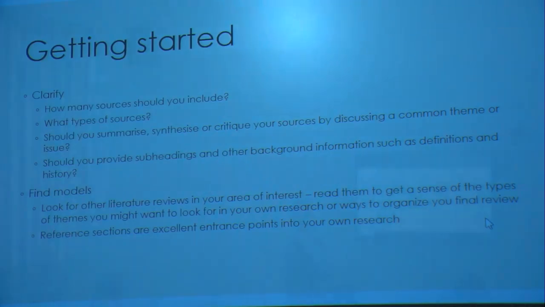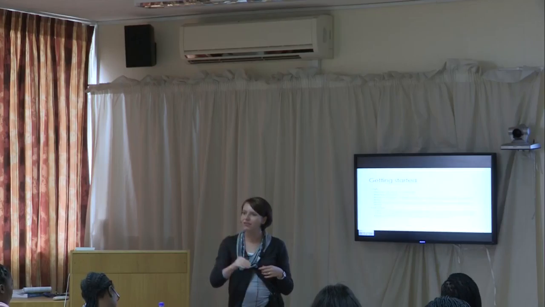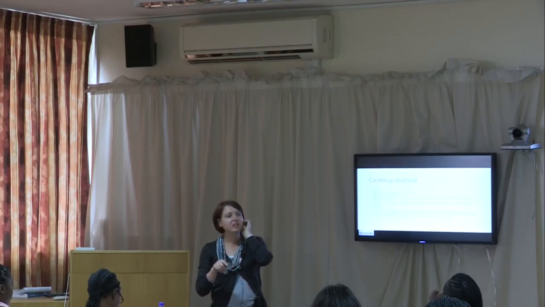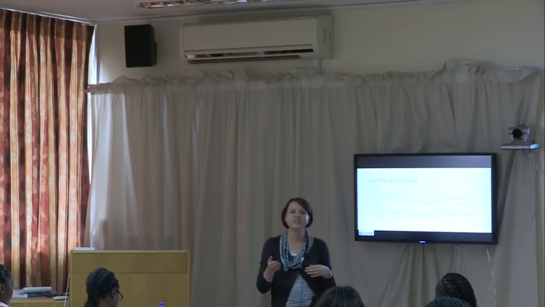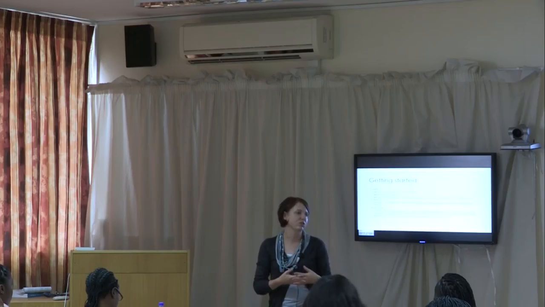Reference sections are an excellent entry point into your own research. If you don't really know where to start, but you have one article on your topic that is very related, go to the reference list of that specific article. There they've indicated what they have read to write that article. You can use the same sources. Go and search for those sources. So you can use that as an entry point to get to more articles. Look at the reference lists at the end of a chapter in a textbook or at the end of an article to guide you where you can also look for articles. All right.